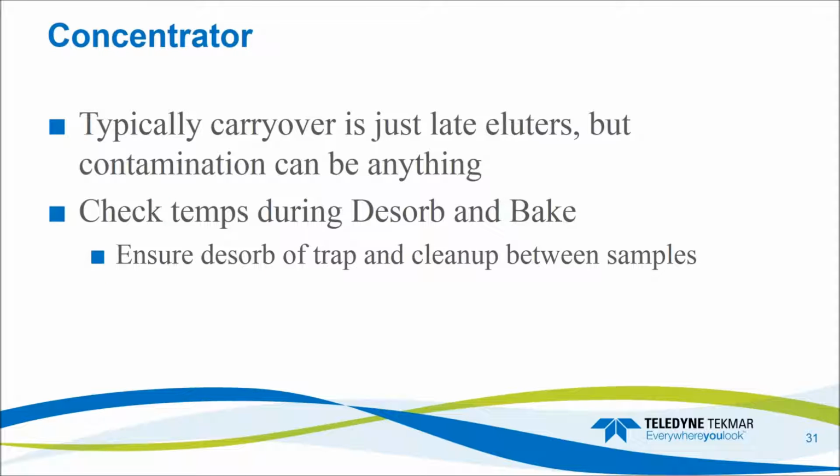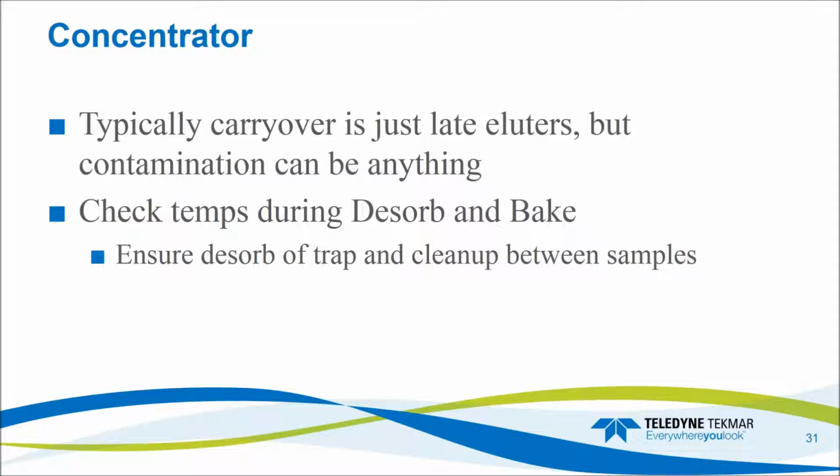Okay, so looking at the concentrator itself, typically carryover is isolated to the late eluters, the heavy compounds, because they tend to not come off the trap very well, or they tend to condense out in cold spots and they hang around and then they show up in the next sample. But if it's contamination, like an active site or overloading of the trap, then it could be any or all compounds showing up. So we want to check and make sure that all of our temperatures are adequate throughout the system. So the heated zones are reaching the temperatures that are set and that those settings are high enough.